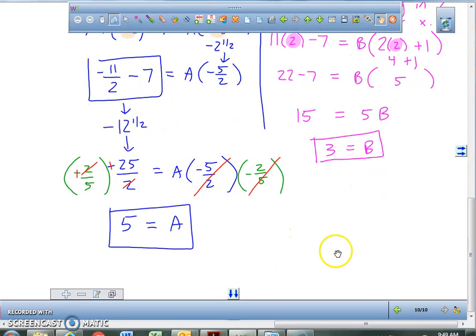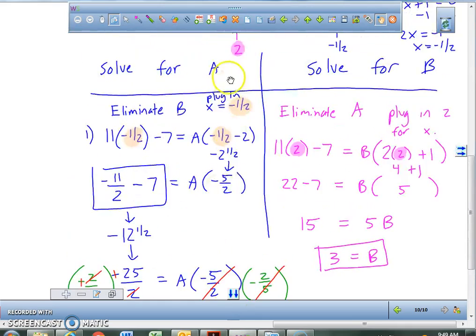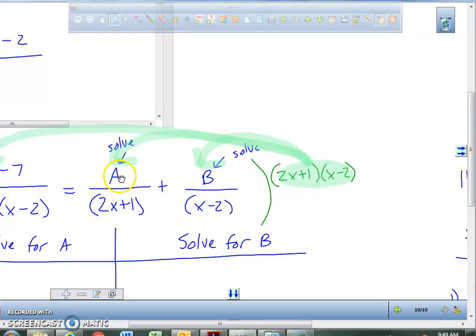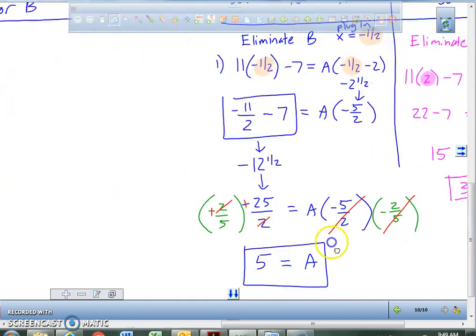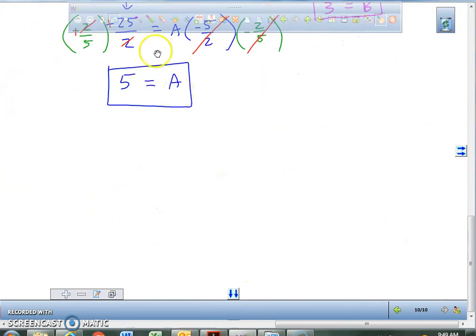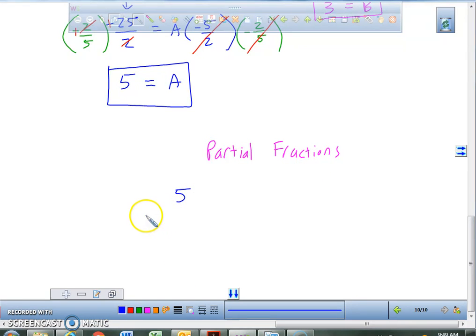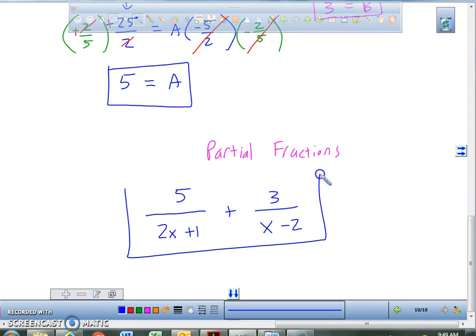What I want you to understand is, how do we write our final answer? Let's look at our partial fractions. Does everybody see these partial fractions right here? We're going to use this to help plug in. What are we going to plug in for a? We're going to plug in a 5. We're going to plug in a 3. So right now, your final answer, everybody. Remember, the final answer for your partial fractions is 5 over 2x plus 1 plus 3 over x minus 2. Those are your partial fractions.